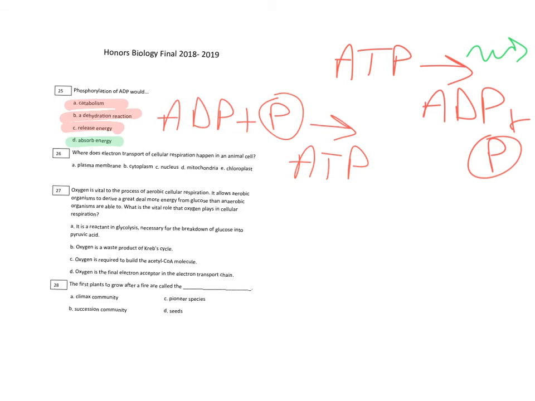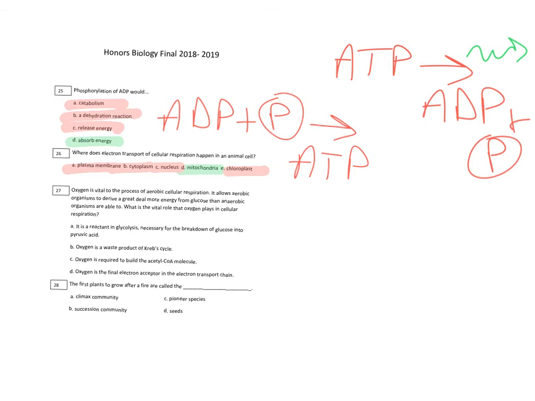Where does electron transport and cellular respiration happen in the animal? It's the electron transport chain. Where does the electron transport chain happen? Well, hopefully everybody knows it's in the mitochondria. I mean, not everybody, obviously, but most of you, I hope, know it's in the mitochondria. Oxygen is vital to the process of aerobic cellular respiration. It allows aerobic organisms to derive a great deal more energy from glucose than anaerobic organisms are able to do.